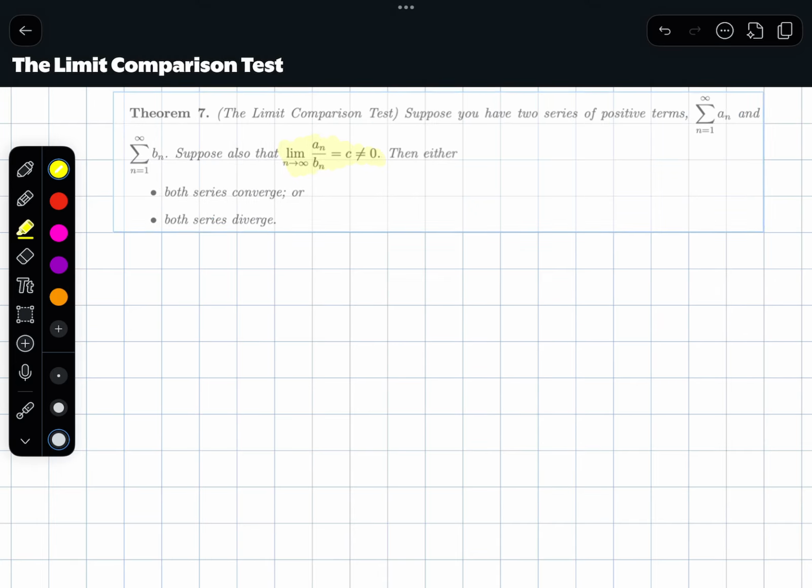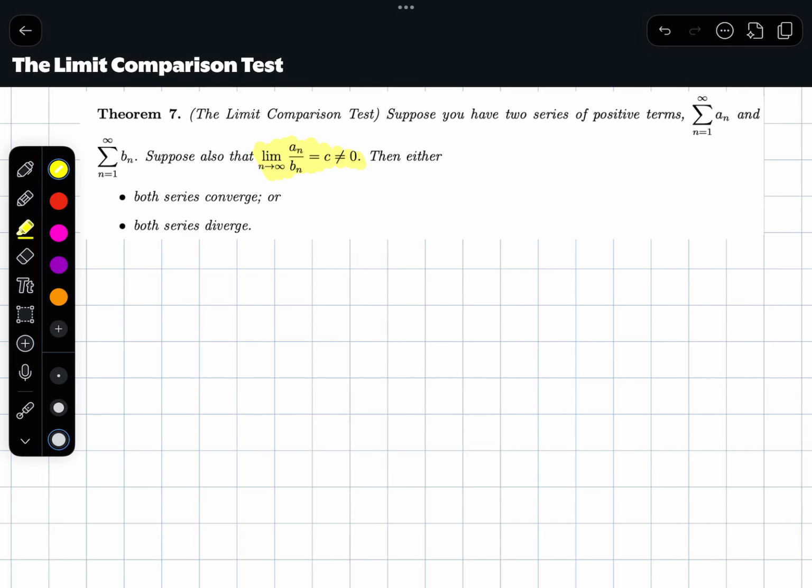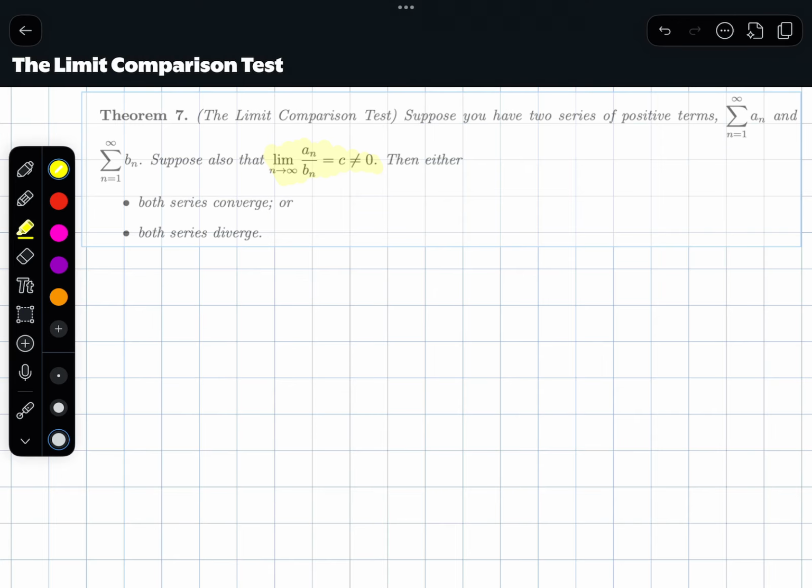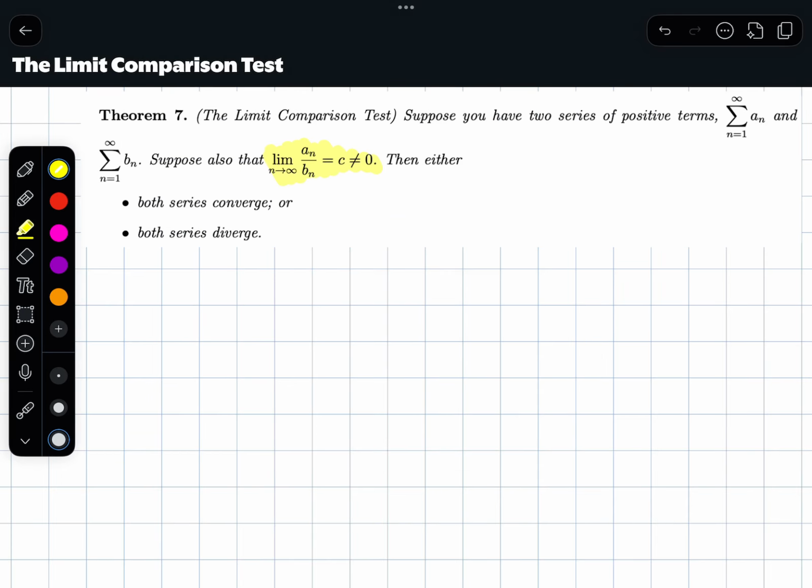Let me make this a tiny bit bigger. Whenever you're comparing two series and you can't clearly see which one is bigger than the other, but you sort of have an inkling, an idea of what your series should compare to, then you can use the limit comparison test. So what is the deal of this?